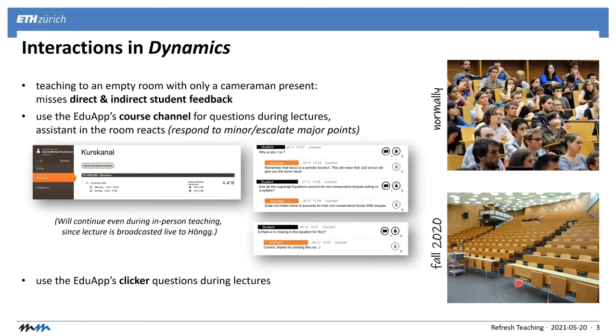And so we use two things, both have been pointed out so far. Of course, the issue is if you have a completely empty room, except for a poor cameraman who's looking at you for 4 hours a week, then you have to somehow get feedback, be it direct or indirect. Anything that comes from the students has to be channeled somehow. And of course, we use the course channel. We used it a lot for answering questions.